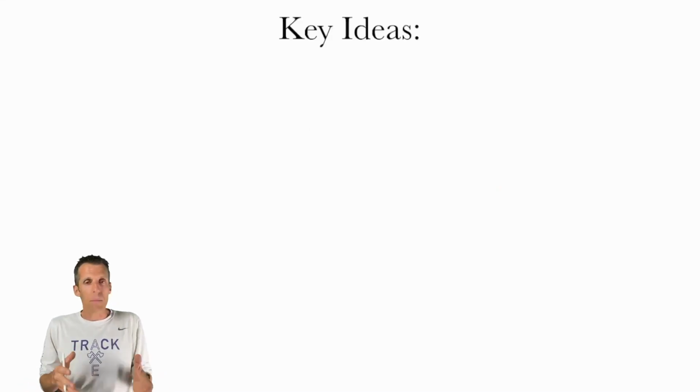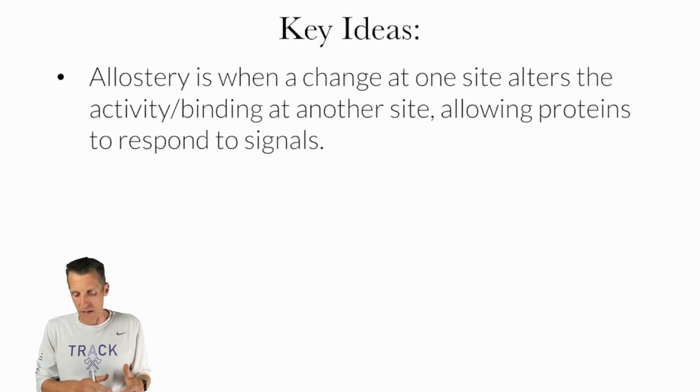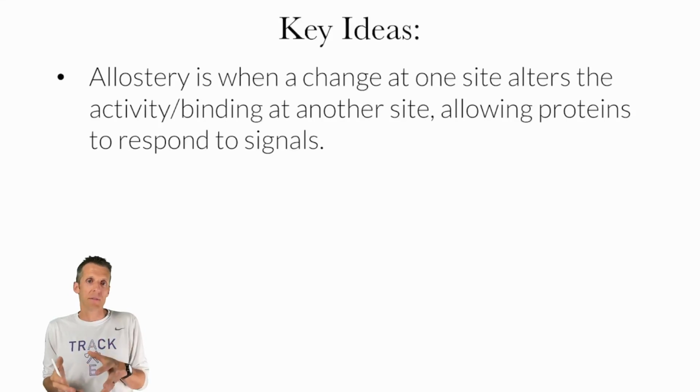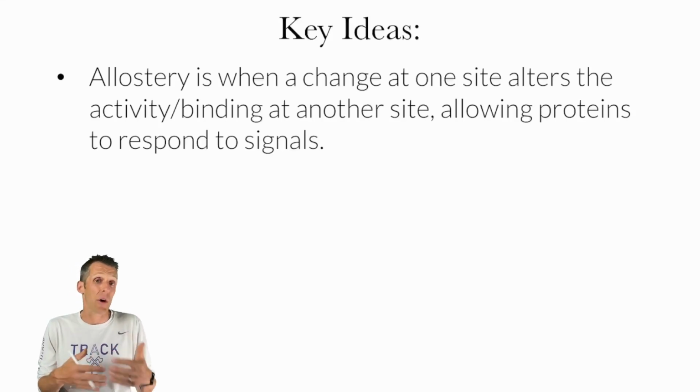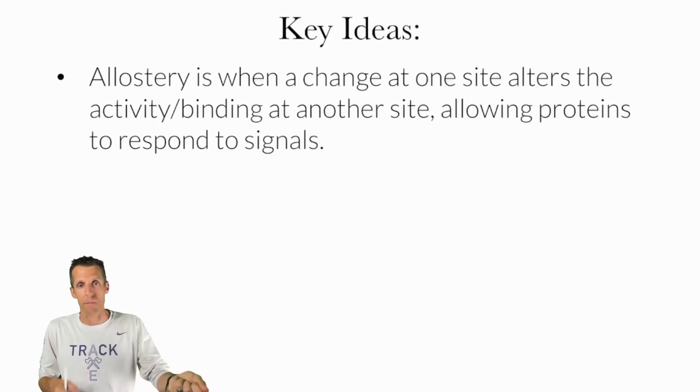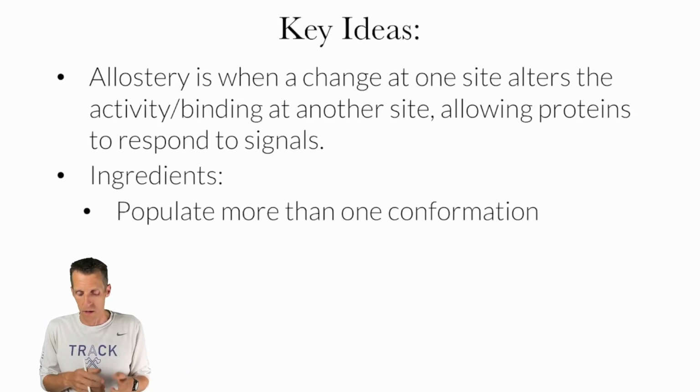All right, so let's talk about the key ideas here, and then in the next video, we'll unpack some specific examples of how this plays out. So allostery is when a change at one site alters the activity and binding at another site. And this allows a protein to respond to a signal. In this case, the GPCR is signaling to the rest of the cell, hey, I bound something.